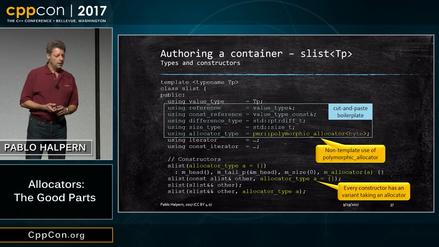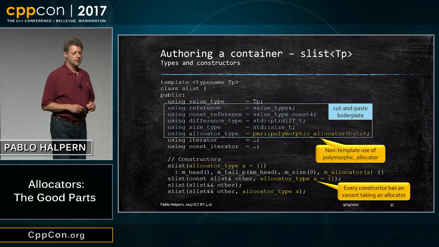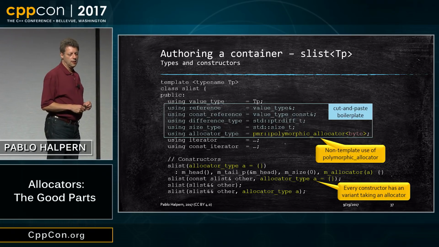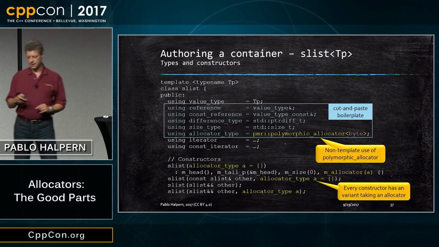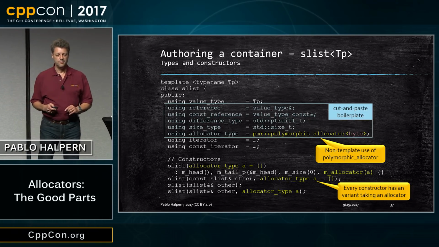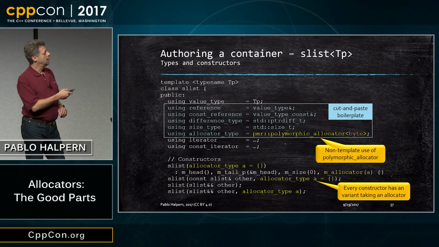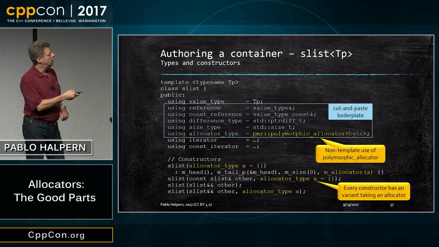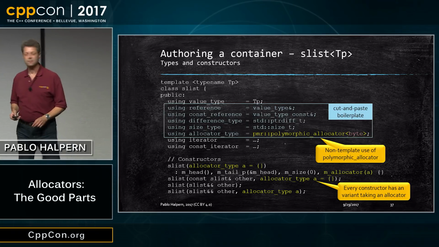Our constructors. Notice something about our constructors. Every constructor takes an allocator, or has an overload that takes an allocator. So in fact, in this case, we have both. Our default constructor is this thing here. It can be invoked without any arguments, and you'll get the default allocator, which uses the default resource, which is new delete.